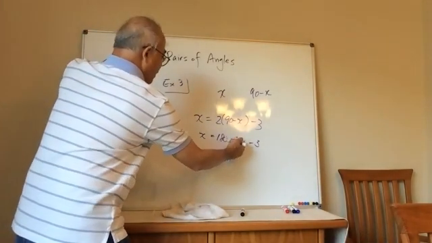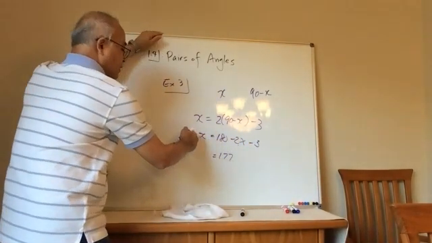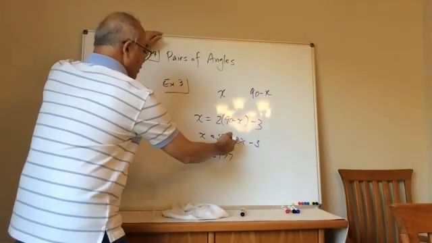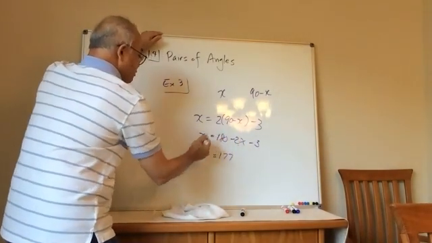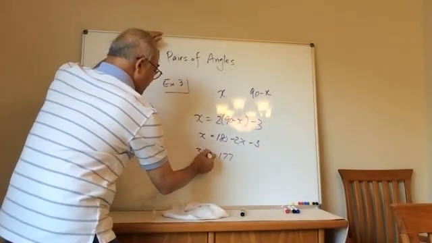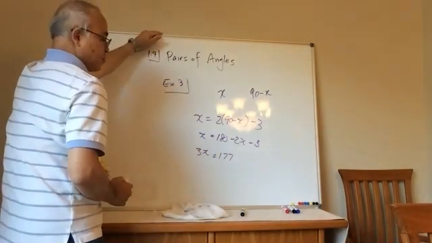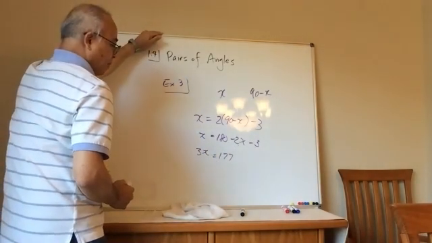I have to move this over on this side, correct? Yes. So I would add 2x on both sides, cancel this one out, and I'm going to have 3x here, right? Yep. What's my next step? Then you divide them both by 3.